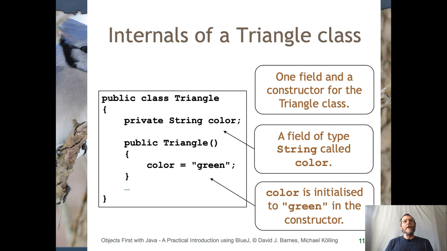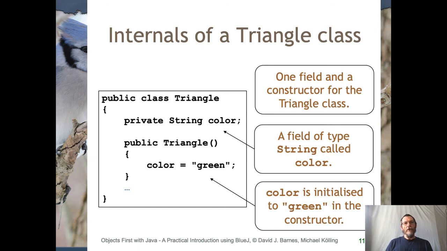We've got the outer wrapper, public class triangle, we've got an opening curly bracket, and we've got a closing curly bracket right at the end. But then inside, we've got the definition of one field, and it's a field called color, and the data type for that field is string. And the way that we specify that is we say private string color semicolon. I'll say a little bit about what private and semicolon mean at a later stage. But the key idea here is that fields or data items inside a class are defined by giving a name to the data item, in this case color, and a data type to the item, in this case string.